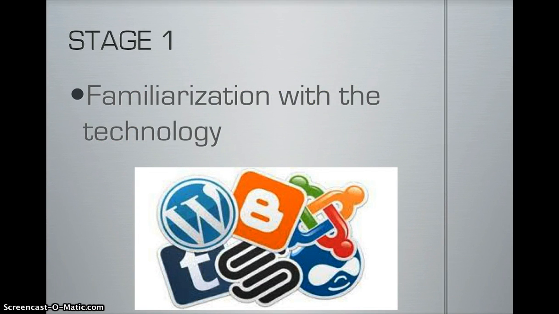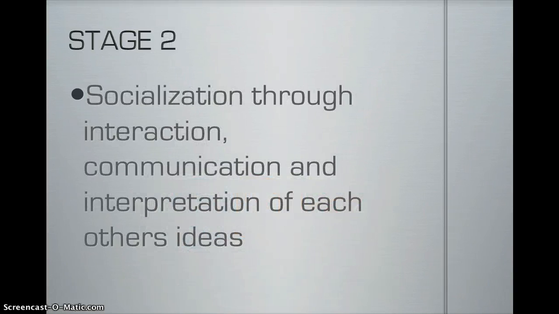Stage 1 is the access level, where learners become familiar with technology such as how to use a blog, how to navigate different features of a blog, and how to best participate in an online setting. In Stage 2, learners will become involved in social interaction through communication and interpretations of each other's ideas. This is the stage where learners will introduce their ideas and read and interpret others' ideas.